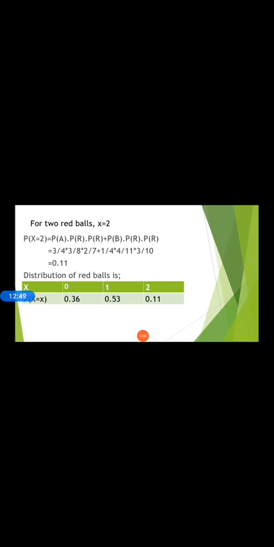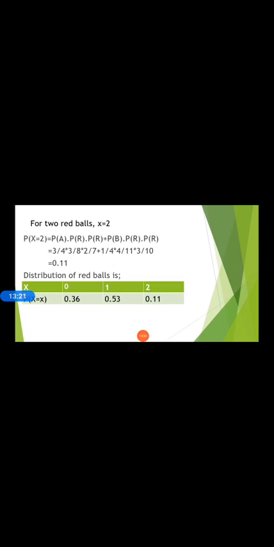If they tell us to form a distribution, this is what they tell us: to find the x and the corresponding probability. Remember, for the first time when we are calculating no red balls, or x is equal to 0, the probability was 0.36. For one red ball, the probability is 0.53. For two red balls, the probability is 0.11.